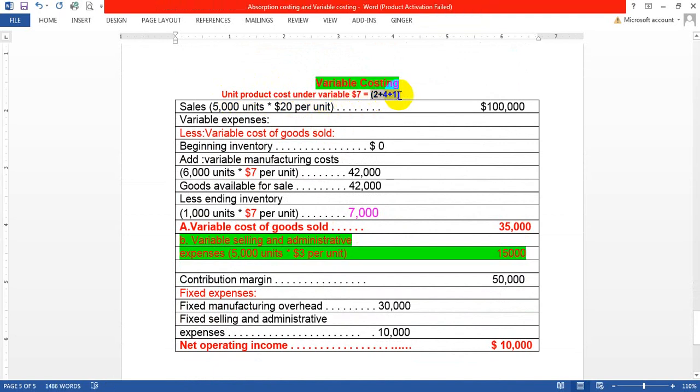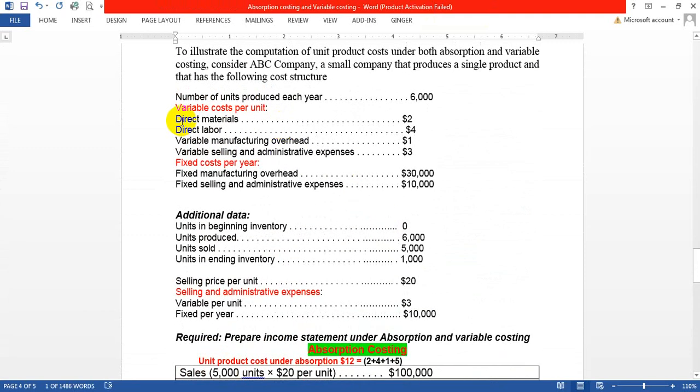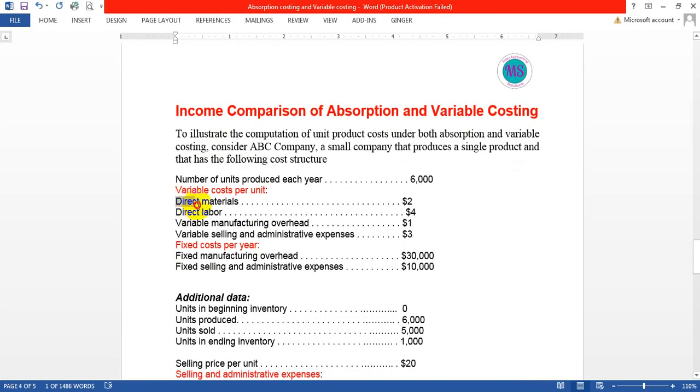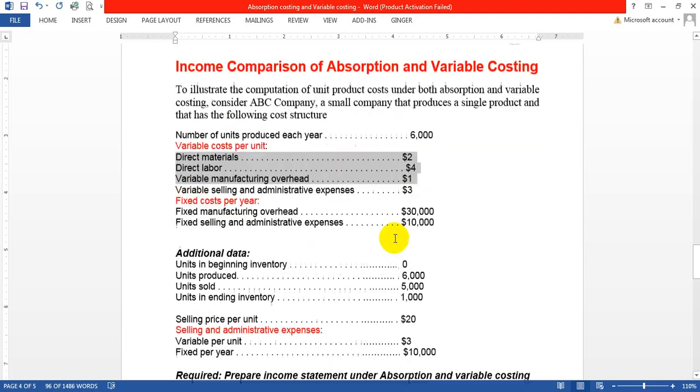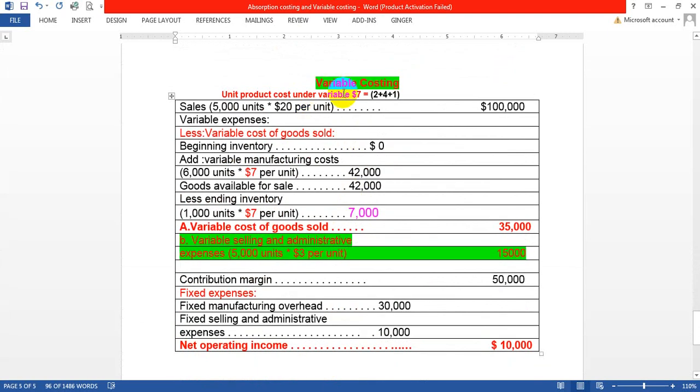How do I calculate it? 2, 4 and 1. What is 2, what is 4 and what is 1? Again see here the variable cost per unit. The direct material is 2, the direct labor is 4, and the variable manufacturing overhead is 1. We will not take the fixed manufacturing overhead, right? We will consider only the variable proportion of product cost, that is direct material 2, labor 4, and variable manufacturing overhead 1. So 2, 4, 1 is equal to 7. So the unit product cost in variable costing is 7. We already discussed this in our previous lecture, but I thought I should tell you where I got that 7.